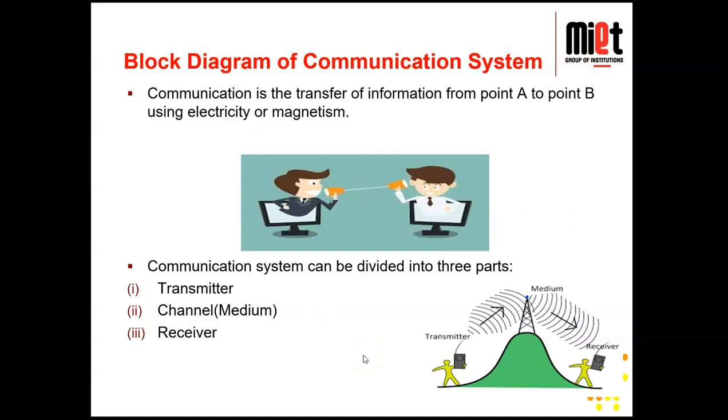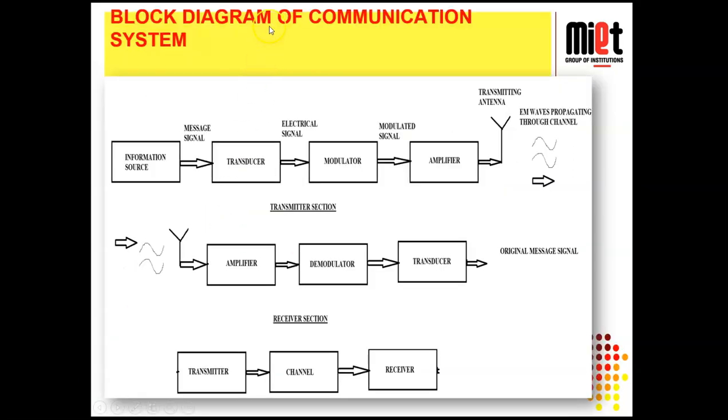Okay, so next point: block diagram of the communication system. As I told you, there are three blocks. At the bottom you can see the transmitter, channel, and receiver. Now we will talk about the transmitter.